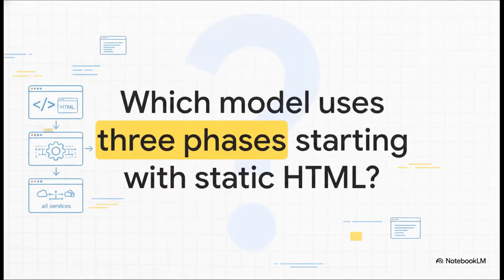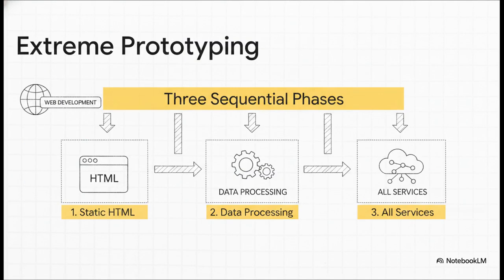Okay, let's look at scenario 3. Your team is building a web application. The lead engineer mandates 3 sequential phases: basic static HTML pages first, then simulating data processing, and finally implementing all the services. What model is this lead engineer describing? Do you know it? That, my friend, is a textbook definition of extreme prototyping.